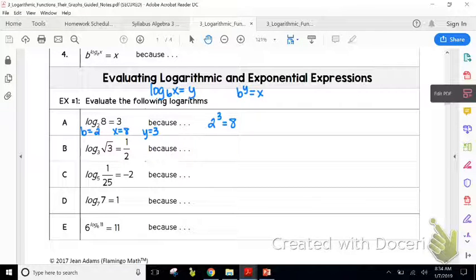All right, so let's look at B, the second one. It's in log form. Don't let the square root and all that confuse you. So just go through and label your parts again. What is your base? 3. What is your x? And what is your y?